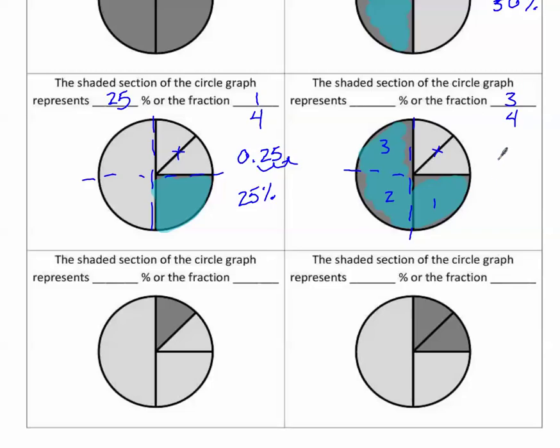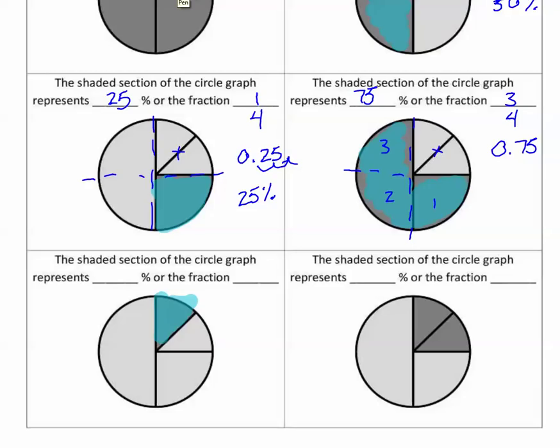3/4 as a decimal would be 0.75, which is also 75%. All right, now this is where it starts to get a little bit tricky. And we're looking at this slice right here. We want to know how many percent that represents.